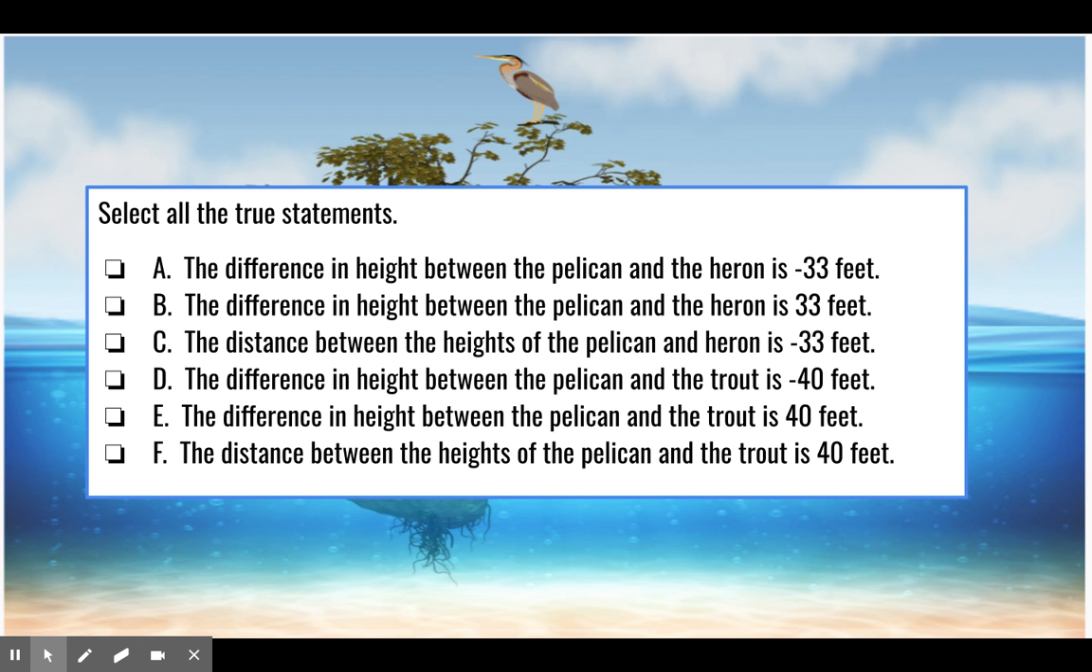So the first answer that was correct was letter choice A, which says the difference in height between the pelican and the heron is negative 33 feet. Your second answer choice that was correct was letter choice E, which says the difference in height between the pelican and the trout is 40 feet. And letter choice F was also correct, where it says the distance between the heights of the pelican and the trout is 40 feet. So your answers were letter choice A, E, and F.